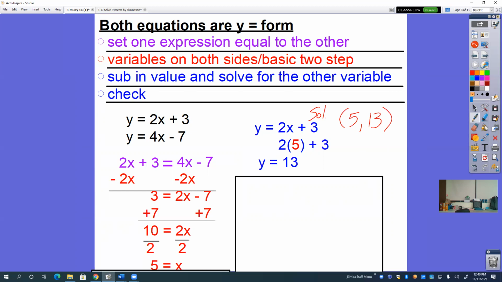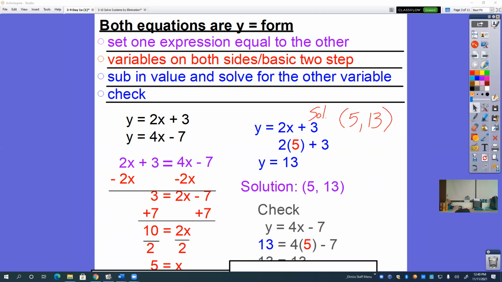Okay, now we want to check to make sure that our work is correct. So all we do is substitute into the other equation. As long as it works in the other equation, we know that it works for both. So y equals 4x minus 7. 13 gets substituted in for y, and 5 gets substituted in for x. 4 times 5 is 20. 20 minus 7 does equal 13. They equal each other. It checks out. We know that our work is correct.